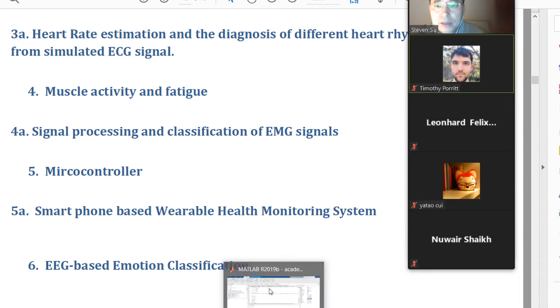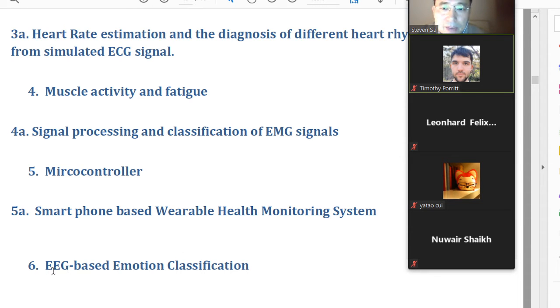And the last one is EEG-based emotion classification.